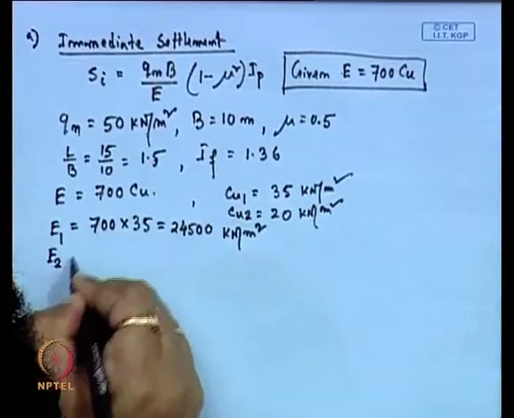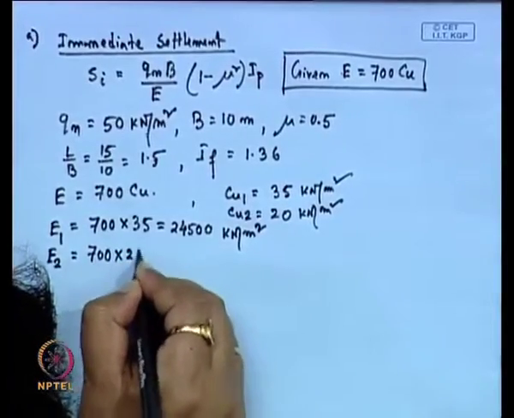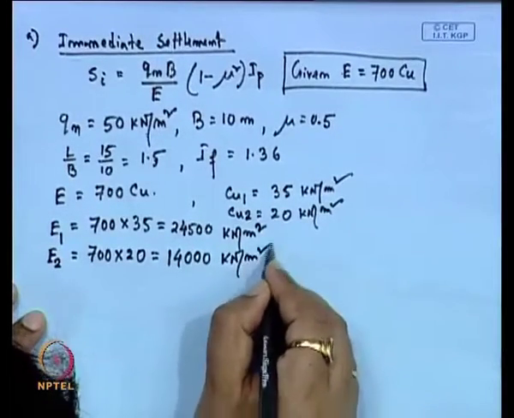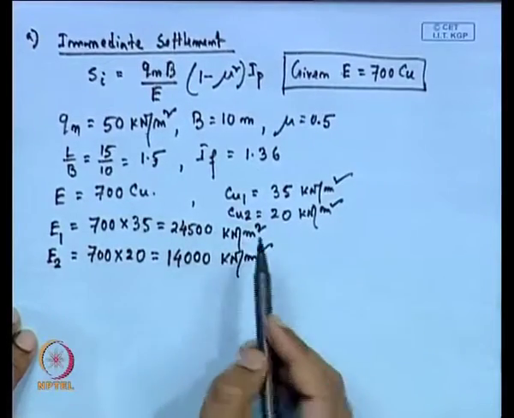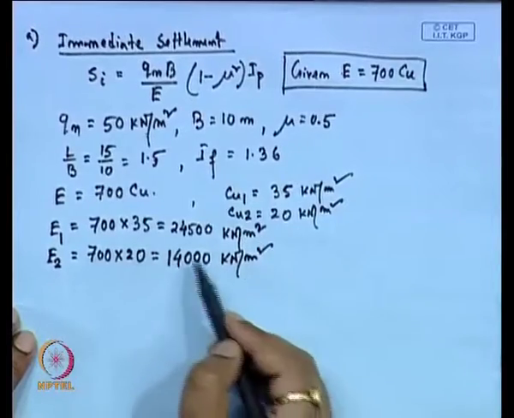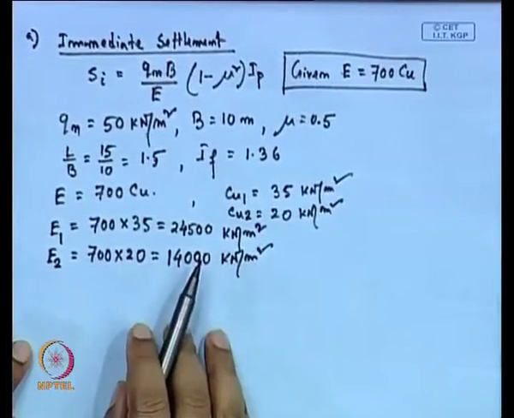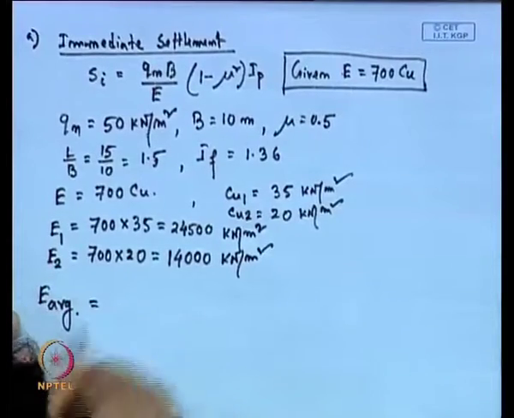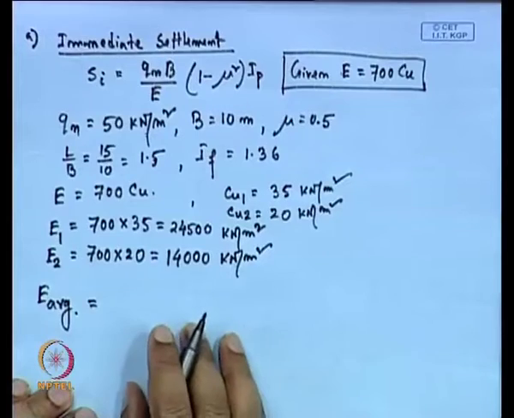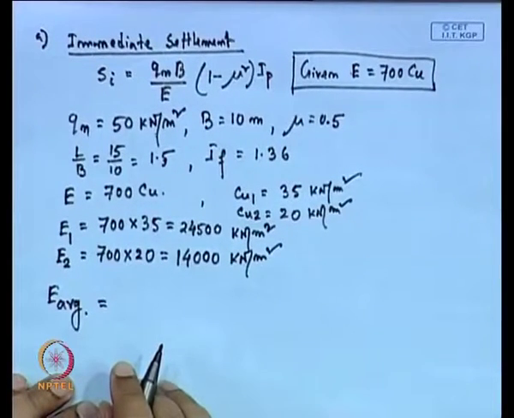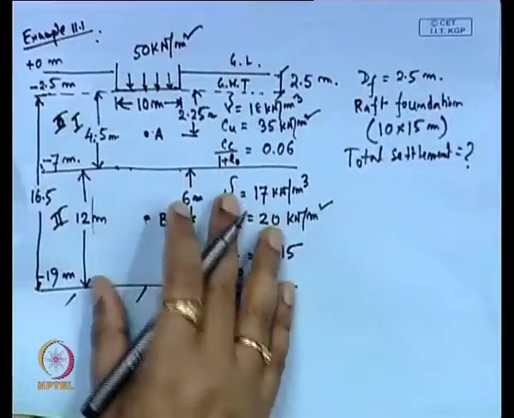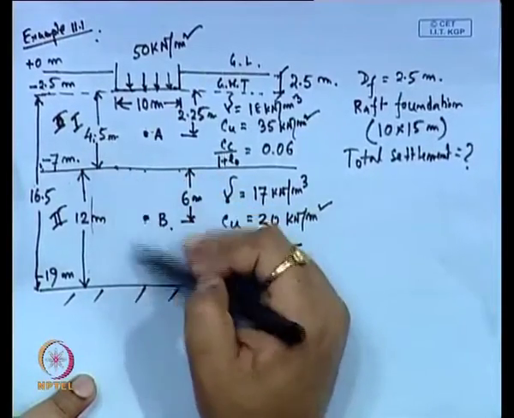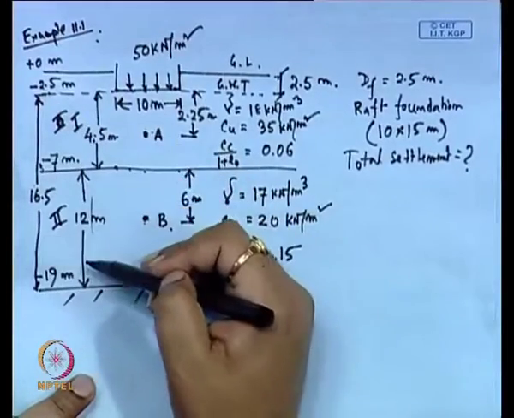Then E2 will be 700 into 20, that is 14,000 kilonewton per meter square. So E1 is 24,500 and E2 is 14,000 kilonewton per meter square. So E average would be, now the total thickness of this layer from the base of the foundation is 16.5. Here in the figure, the first layer influence is 4.5 and the second layer is 12 meter, and total is 16.5 meter.